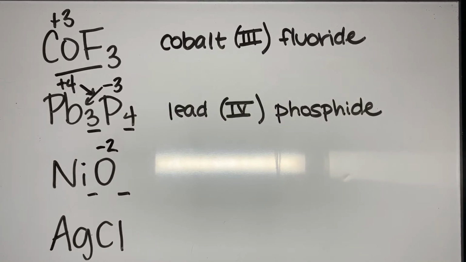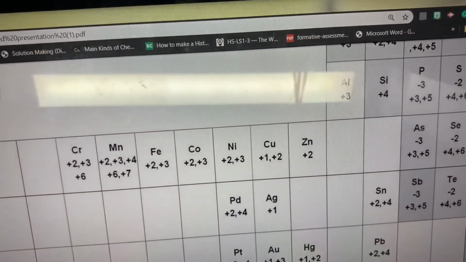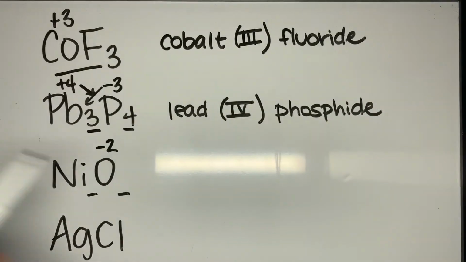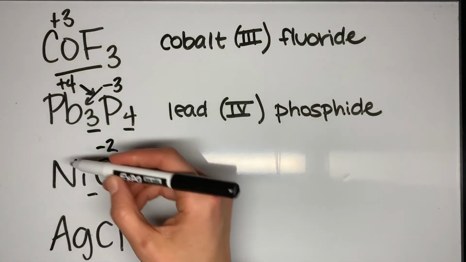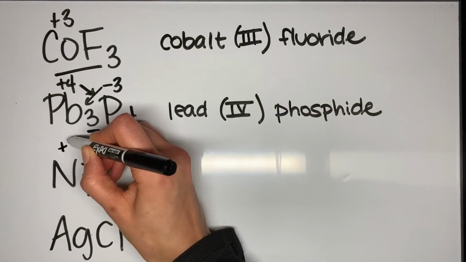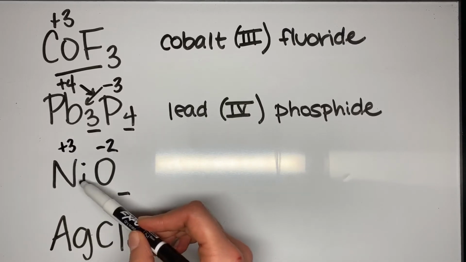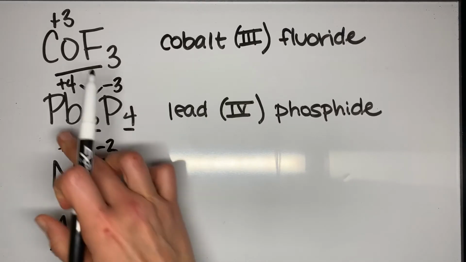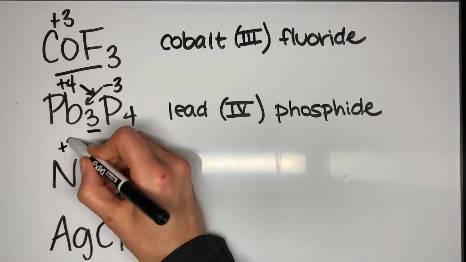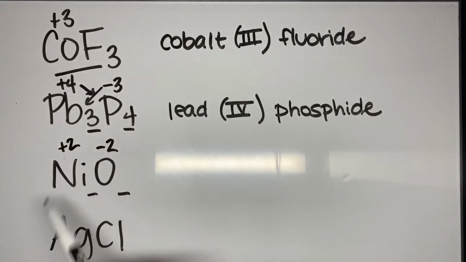The other way you can do it is the guess and check method. So you saw in here that nickel can either be a +2 or a +3. If we want to guess that this is a +3, we would not get out NiO as our formula. If we try the +2, we would. So that's how you can tell that +2 is the correct charge to use.